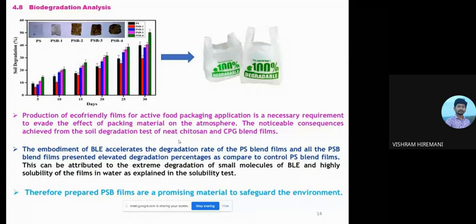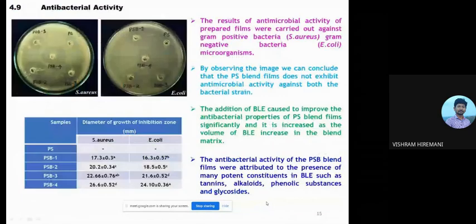This is the biodegradation, which is the main backbone of this work. The biodegradation rate was carried out to know the degradation percentage of the blend films. All the blend films showed more than 30 to 40% degradation in 30 days, which means they can be used for biodegradable packaging, which is a promising material to safeguard the environment.